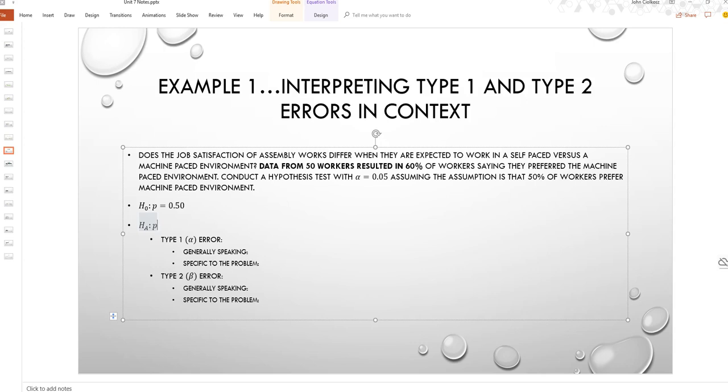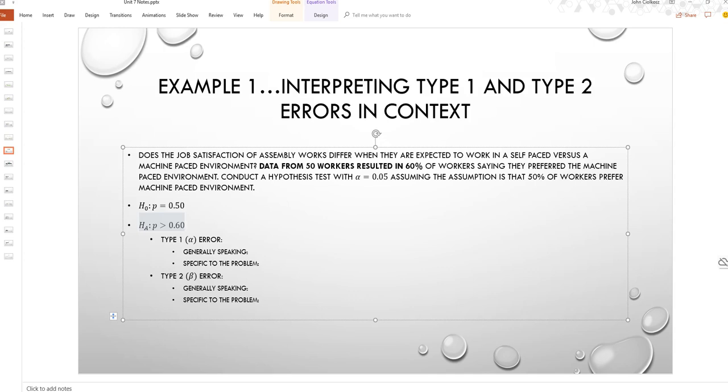We want to see here if workers prefer this machine-paced environment, right? So our sample is giving us a 60%. If our sample says 60%, should we be testing greater than, less than, or just different from? Now in this case, it's kind of open-ended. So we're going to use the logic that since our sample is higher, we're going to go ahead and test if it's higher. Now a lot of problems will tell you exactly what to conduct, but as always, I like to make our notes more challenging than our practice, as well as our exams.